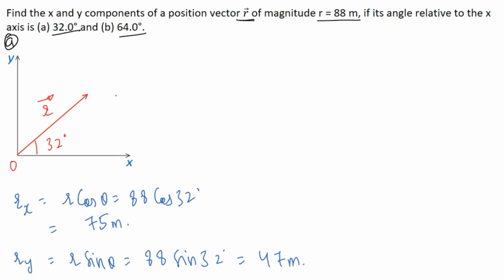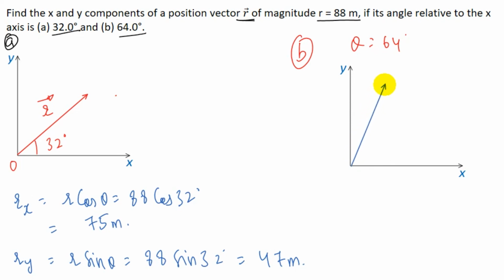Now next, the b part. Here everything remains the same, but this angle theta changes to 64 degrees. So we have this coordinate system. Now this theta is increased, so this would be our position vector this time. And this is our origin, this is r vector. And this theta we have this time 64 degrees. Now to find its components, we have to use the same formulas, r cosine theta, r sine theta. You can do it on your own. I'm just writing the values. Rx, we will get this value to be nearly 39 meters. And Ry, you'll get this value to be nearly 79 meters.